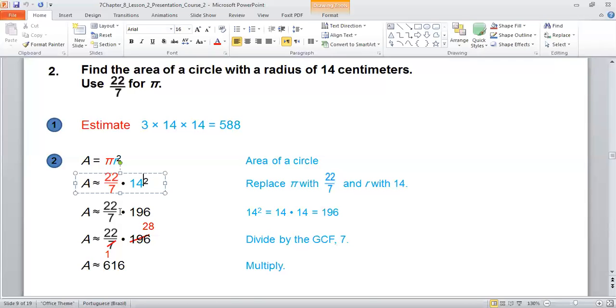Again, what will we do? We will simplify between 7 and 196. Divided by 7 gives me 1, and 196 divided by 7 gives me 28. After that, I will multiply 22 by 28. It gives me 616. Is it clear, Muhammad?